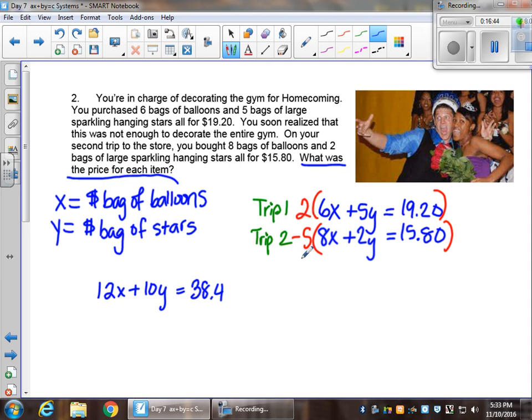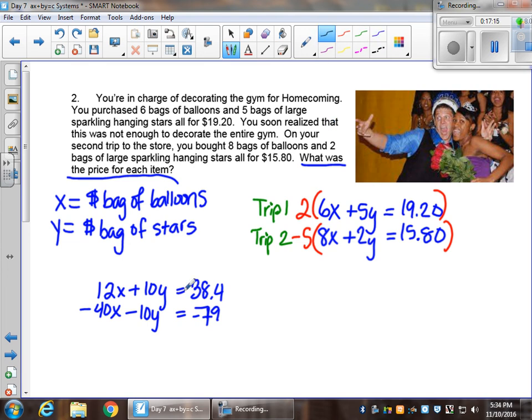My second equation, -5 times 8x is a -40x. -5 times a positive 2y, -10y equals. And then let's see. I'm not going to do the negative in my calculator. I know that my answer is going to be negative because it's a negative times a positive. So I'm just going to use my calculator to do 5 times 15.8. I got 79. I have to remember to make that negative. So -79.